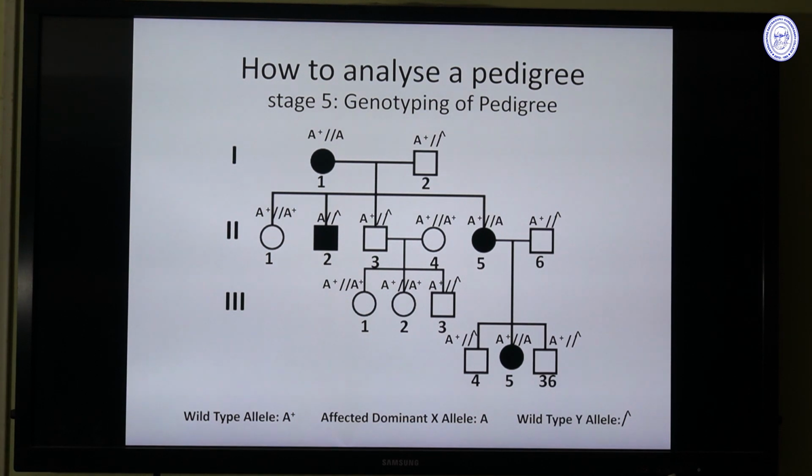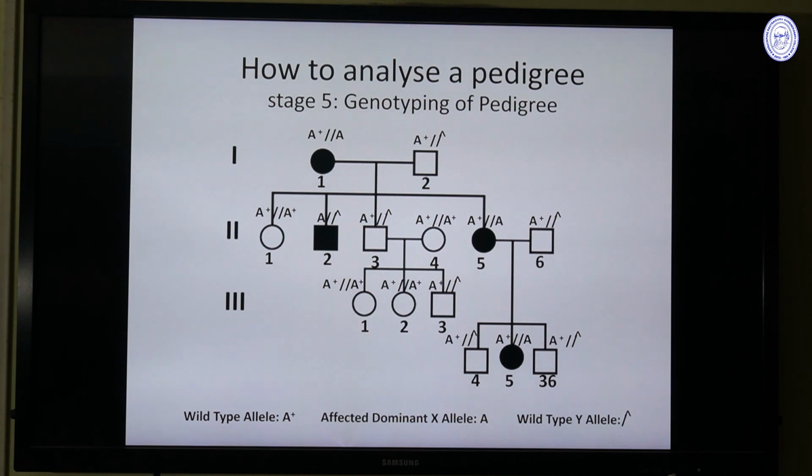Now, we have to define each and every individual with a particular genotype. So, here we have taken this type of nomenclature. If the allele is wild type or normal, it is written as capital A plus. Why capital? Because this is a dominant character, that is why I have taken the capital A symbol, and plus means this is a wild type or normal condition. The affected dominant allele on the X is called capital A. Y is the symbol of the Y allele.